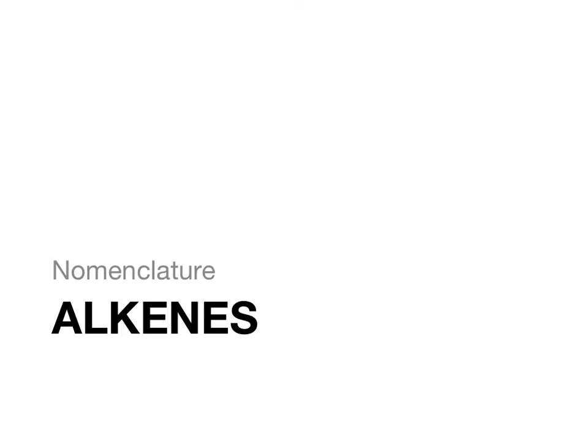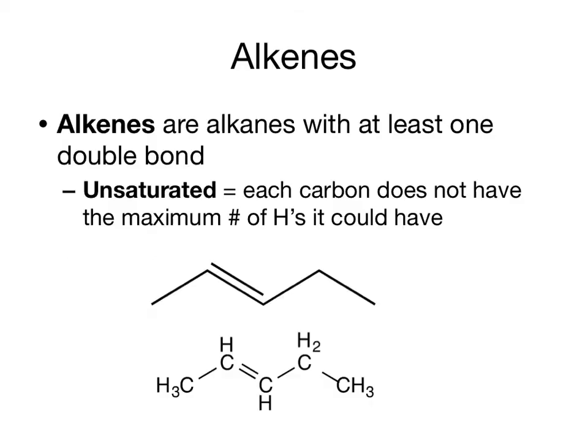So we've learned the rules for alkane nomenclature, and now we're going to take those rules and add on a bit in order to apply it to alkenes. As a quick reminder, alkenes are alkanes that have at least one double bond, and they are called unsaturated because they do not have the maximum number of hydrogens, and each double bond is considered a degree of unsaturation.